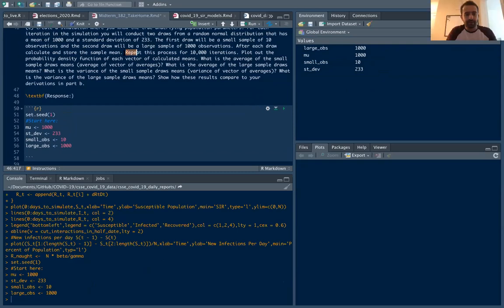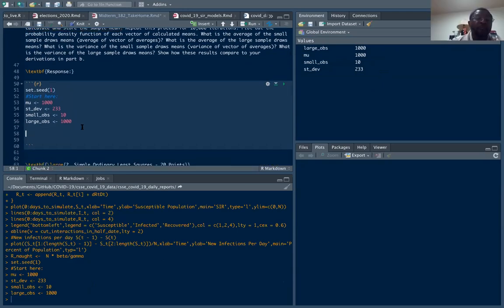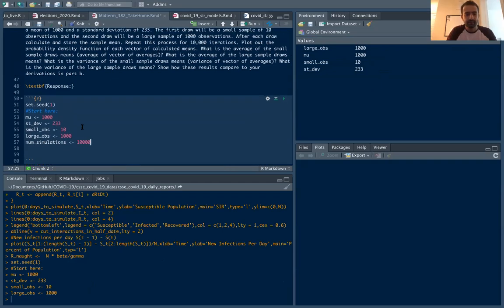So we want to repeat this process 1,000 times, where for each process we're going to calculate and store the sample mean. Okay, so num simulations is going to be 10,000. That's the number of iterations. And we're going to repeat this exact process of creating random data and then calculating the mean 10,000 times.